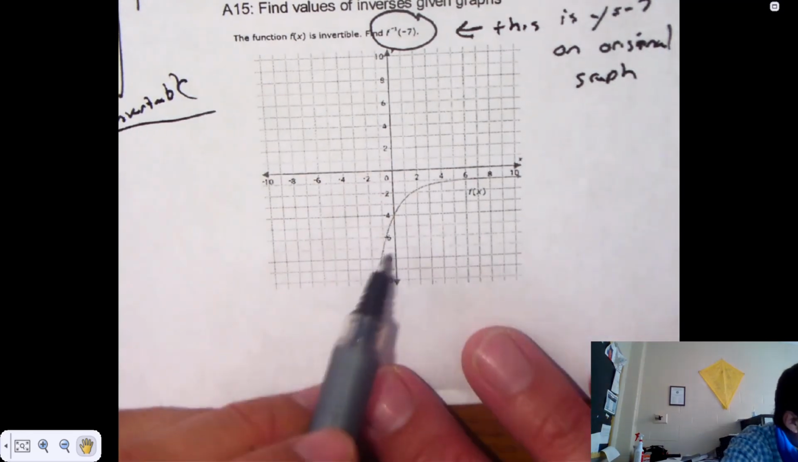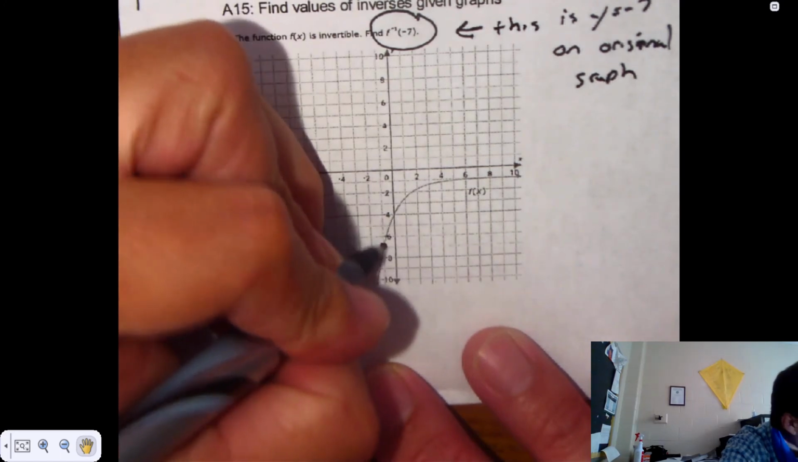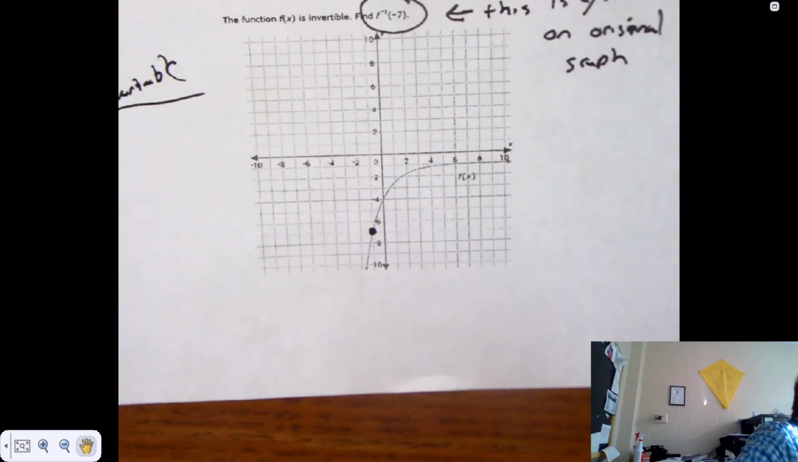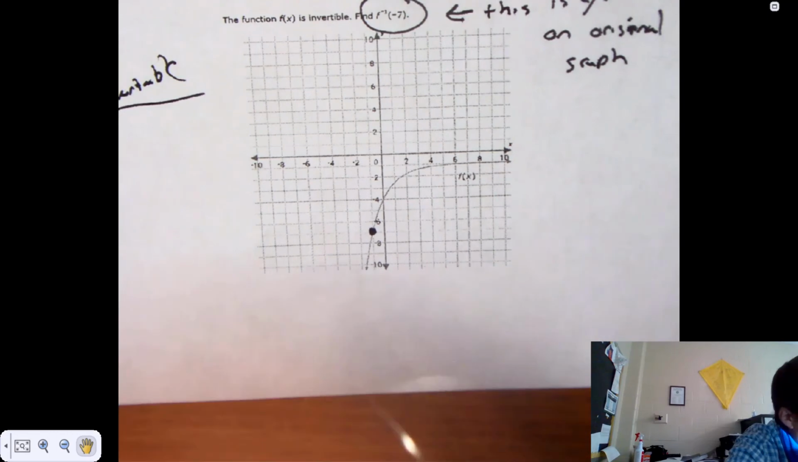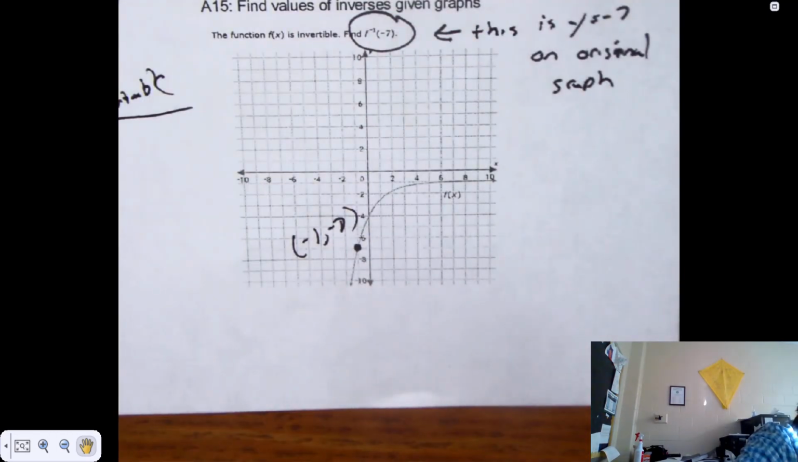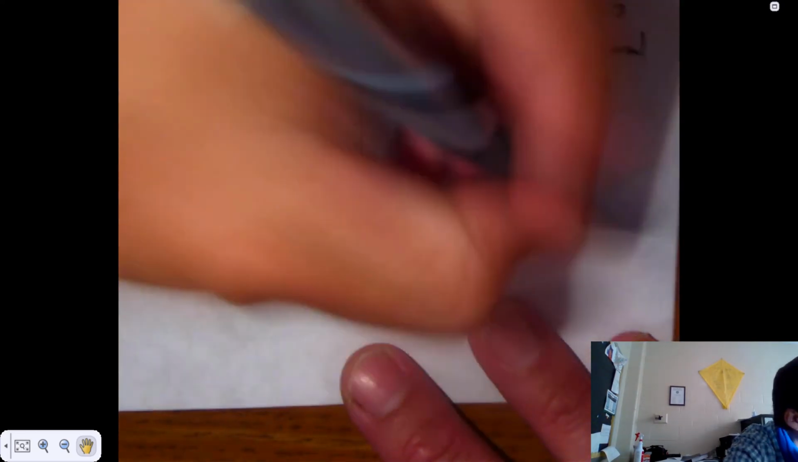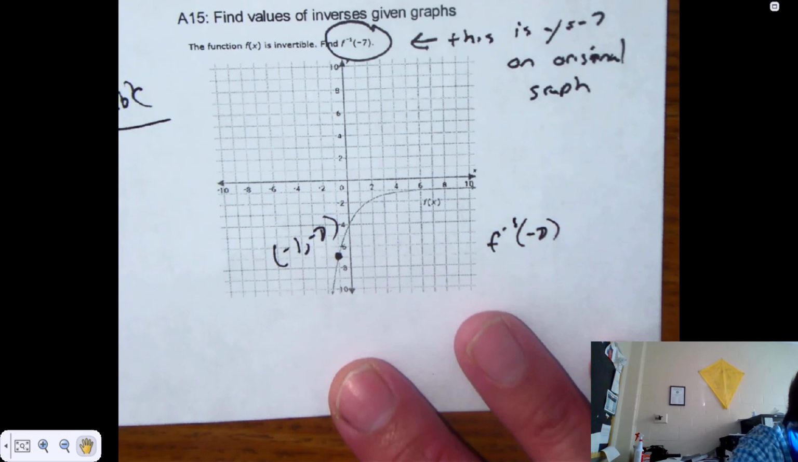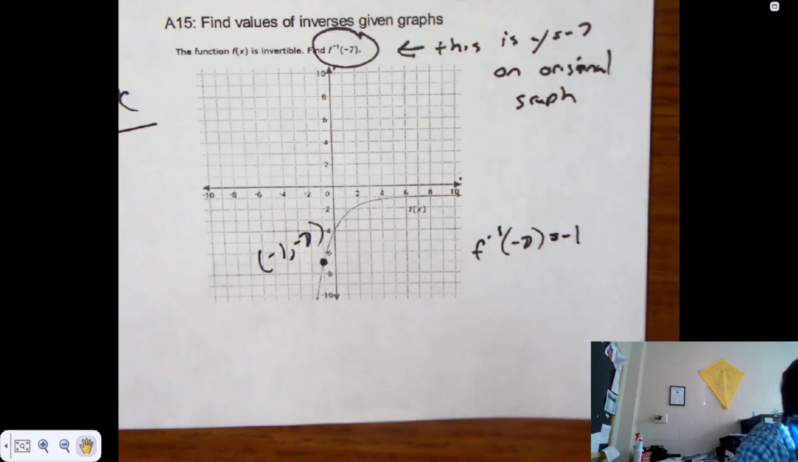So all I do is I go to where y is negative 7 and I just put a point. That's where y equals negative 7. The ordered pair here is negative 1, negative 7. Now what do inverses swap again? So what is the inverse value of negative 7? Negative 1. And that's how hard A15 is. That's how hard it is.